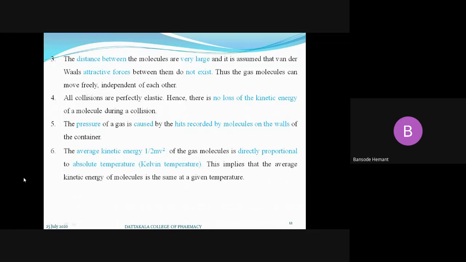Okay, because the kinetic energy of the gaseous molecule is directly proportional to the absolute temperature. And as the temperature increases, what happens? The kinetic energy of the molecules increases. This implies that the average kinetic energy of the molecules is the same at a given temperature. That means if the temperature is the same, the kinetic energy will be the same at various places. So kinetic energy is directly proportional to the temperature. This is also a very important assumption regarding the kinetic molecular theory of gases.